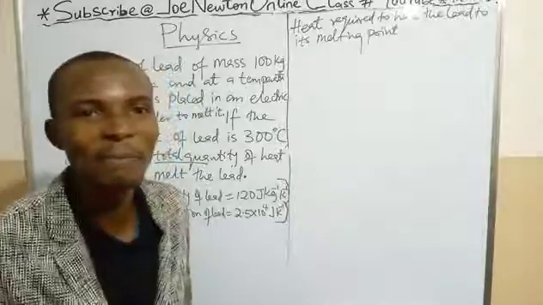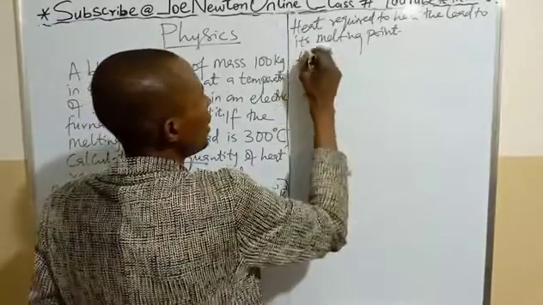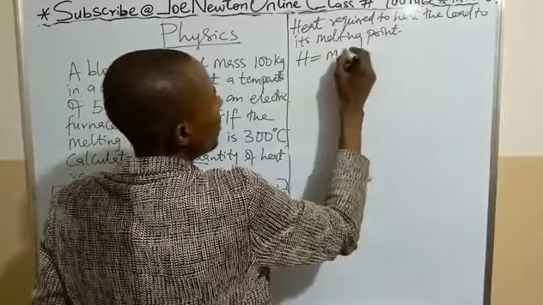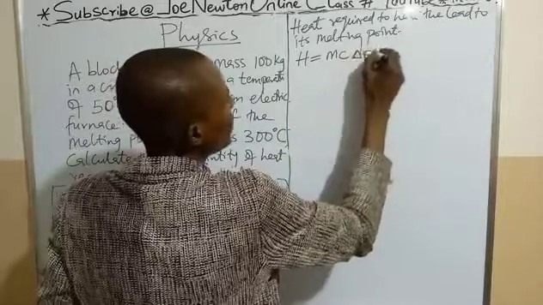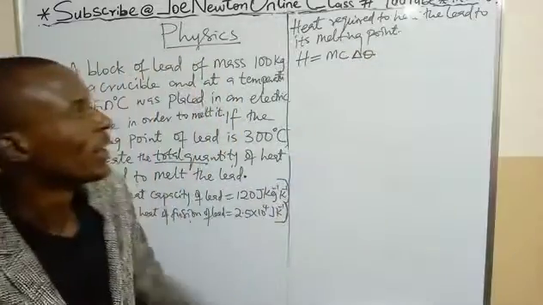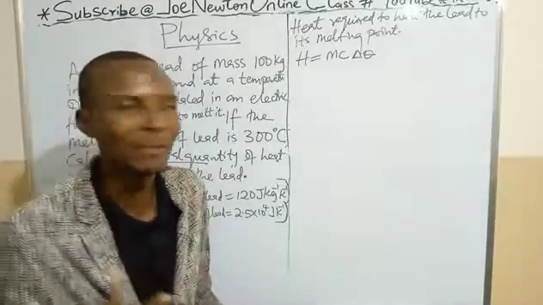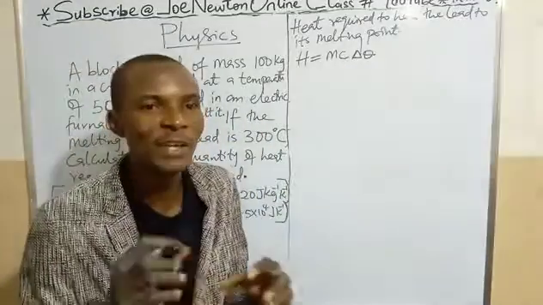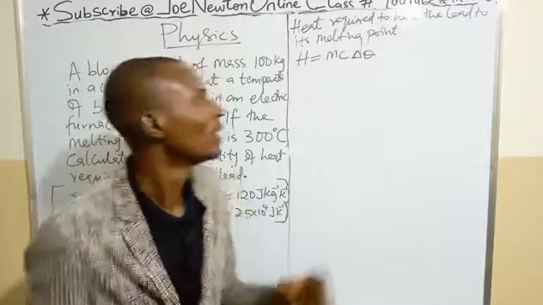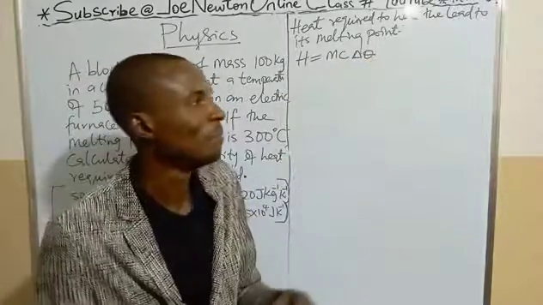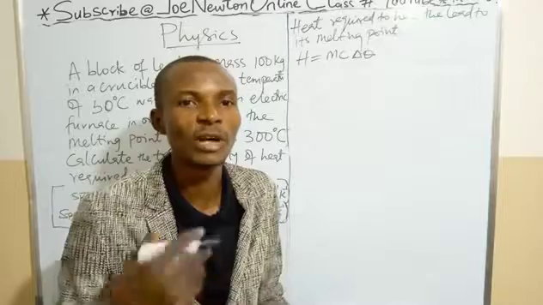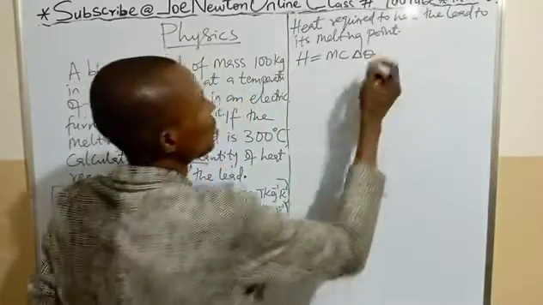So the formula is given by quantity of heat. Let's use H equals mc delta theta, that is change in temperature. The m is the mass of the body, in our case here, the lead metal. C is the specific heat capacity of that metal. Then delta theta here means change in temperature, that is rise in temperature. Now we substitute our values.